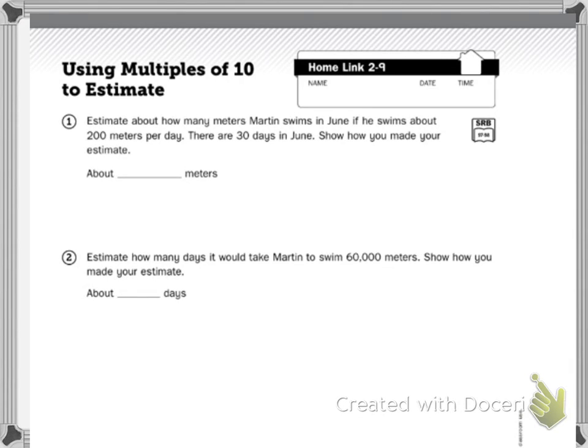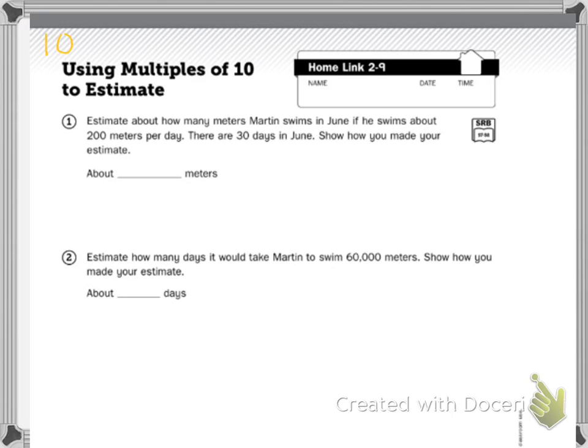HomeLink 2.9. In Lesson 2.9, students estimated how much time it would take to tap their desk 1 million times. And on day 2, students examined other solutions using a rubric or an in-class discussion, and they revised their work. So we're talking about using multiples of 10. So multiples are your answer to multiplication problems with 10.